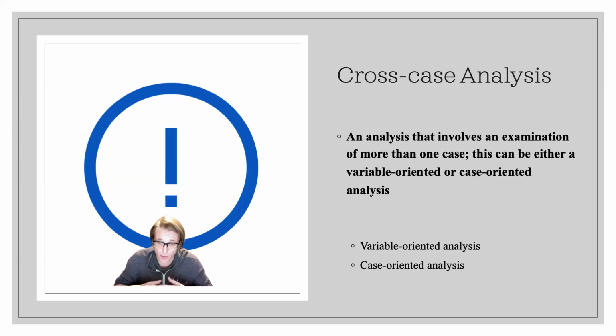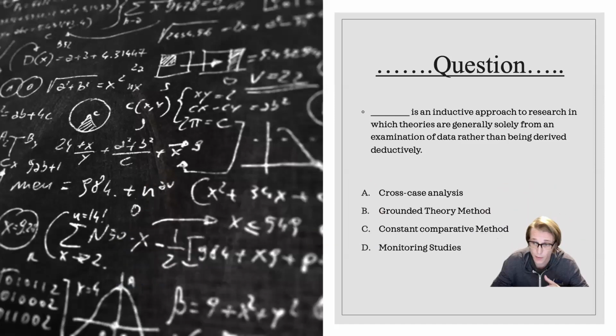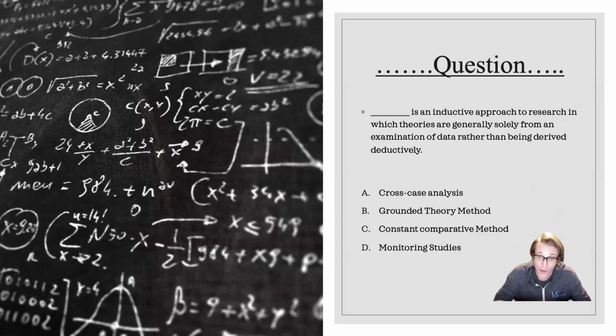Now, let's pause to answer this question that you're about to see on your screen. Look, it is me, right? It's on your screen. Here's the question. Which of the following answer choices is an inductive approach to research in which theories are generated solely from an examination of the data rather than being derived deductively? Is it A, cross-case analysis, B, grounded theory method, C, constant comparative method, or D, monitoring method studies? Make sure to pause and think, and then resume the video when you're ready to hear the answer.